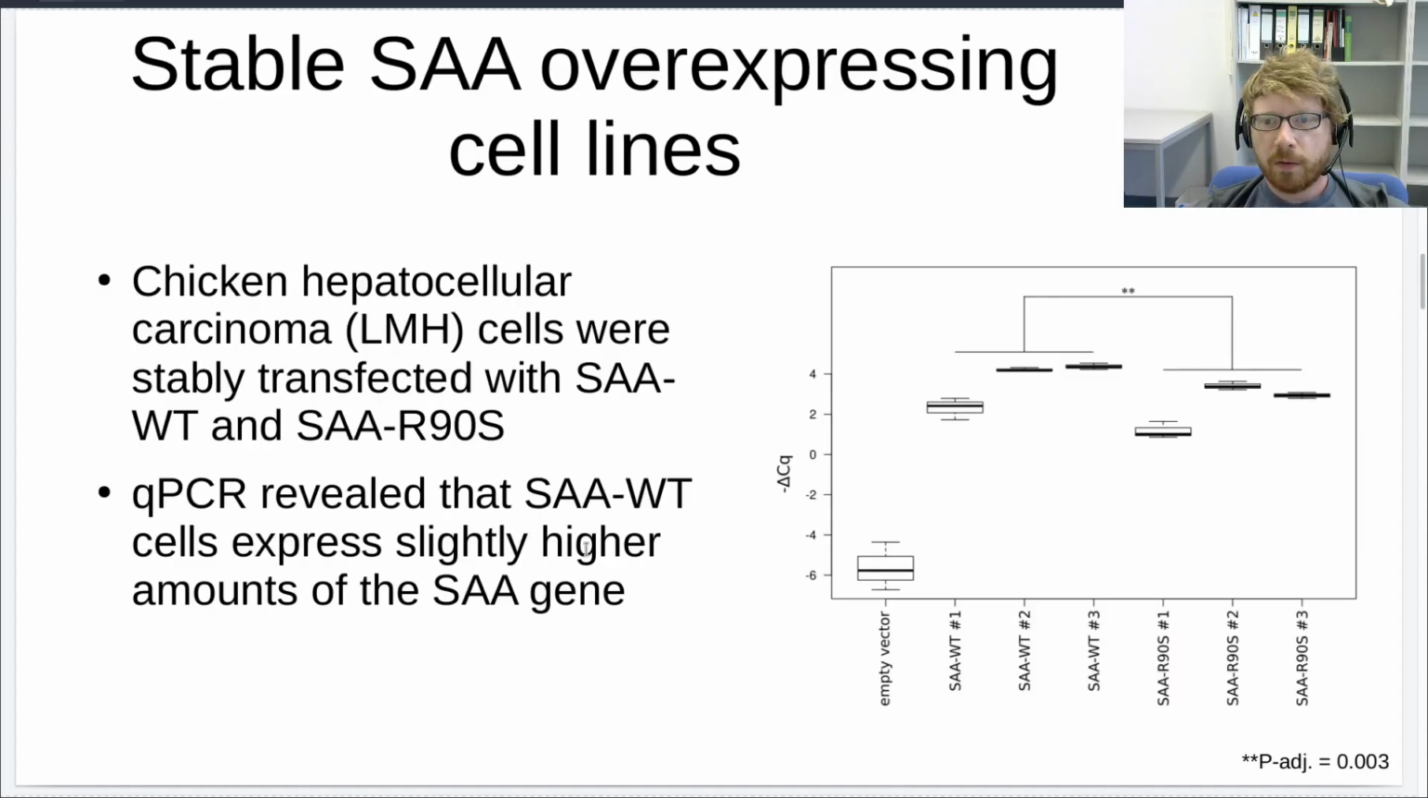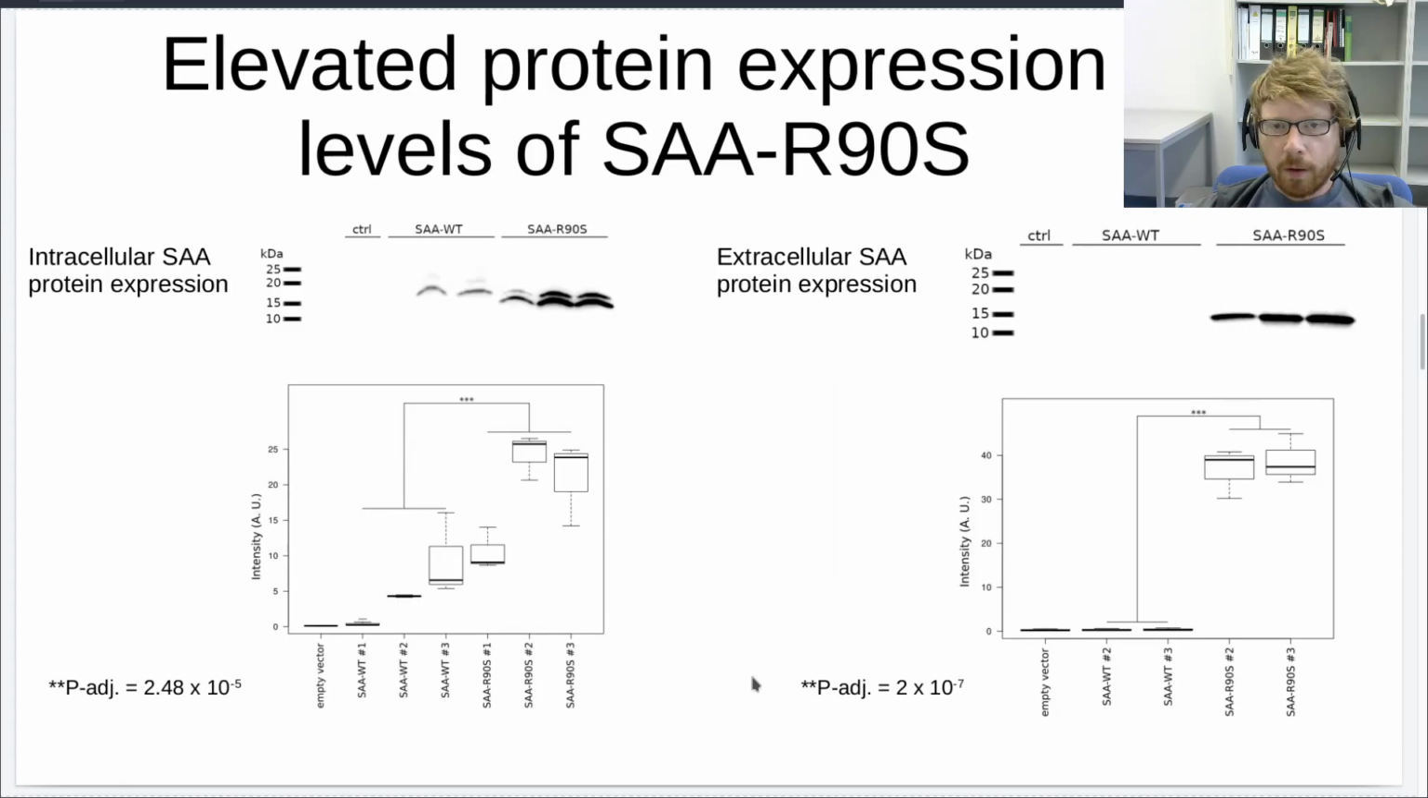So we were interested in the impact of this mutation on chicken cells. So we overexpressed the SAA wild type and the SAA R90S isoform in chicken hepatocellular carcinoma, or LMH cells, and qPCR revealed that the SAA wild type cells express slightly higher amounts of the gene, as you can see here, but the difference wasn't very big. On the protein level, we saw the complete difference.